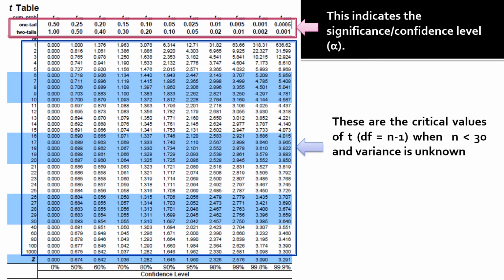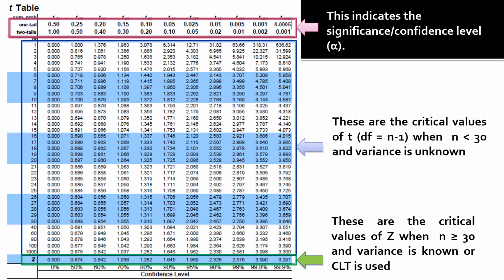These are the critical values of t when n is less than 30 and the variance is unknown. And at the bottom, you can see the z. Those are the values for z. These are the critical values of z when our sample size is greater than or equal to 30 and the variance is known or the central limit theorem is being used.